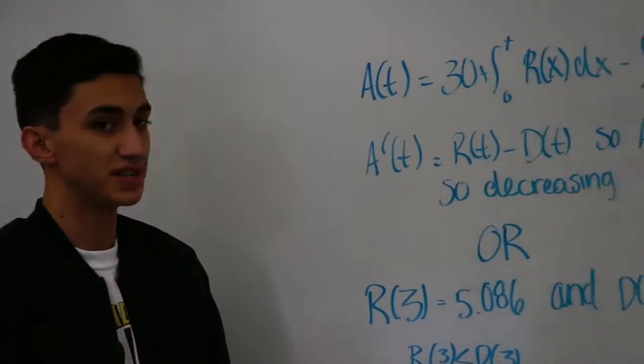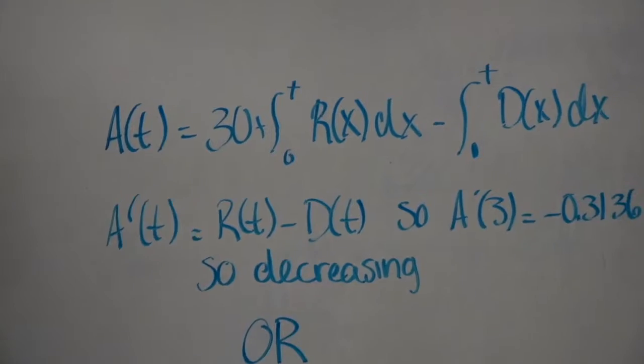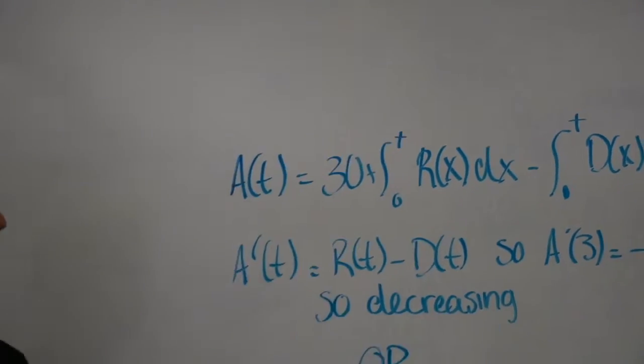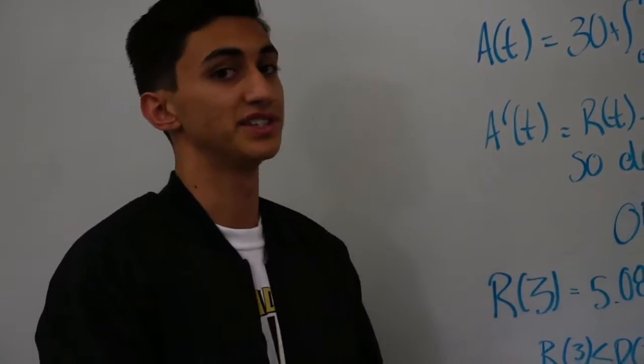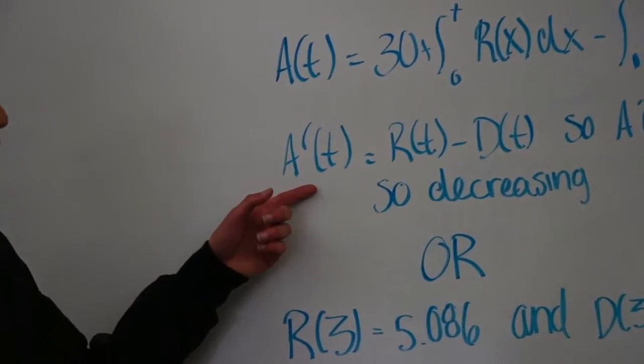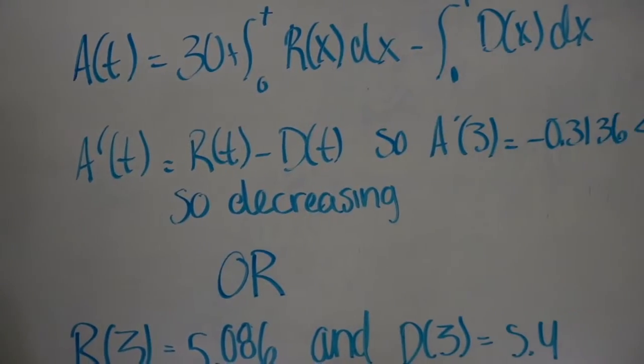So for this, he does A of t is equal to 30 plus the integral from 0 to t of r of x dx minus the integral from 0 to t of d of x dx. And we need to find the rate at which the water is either increasing or decreasing. And so we need to take the derivative of this to find the rate. So when we take the derivative of this equation, we end up with A prime of t is equal to R of t minus D of t.